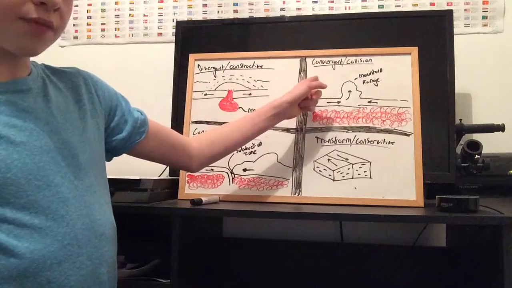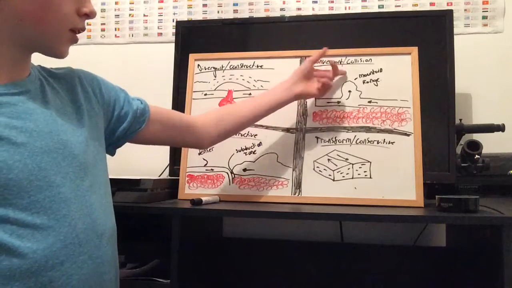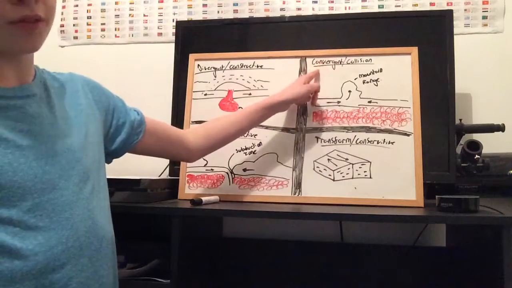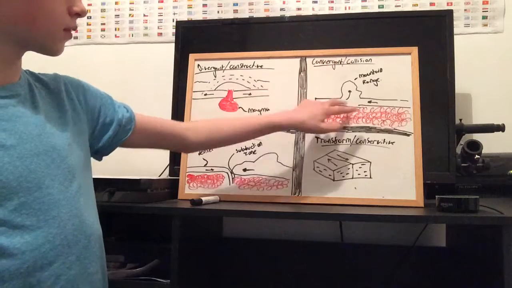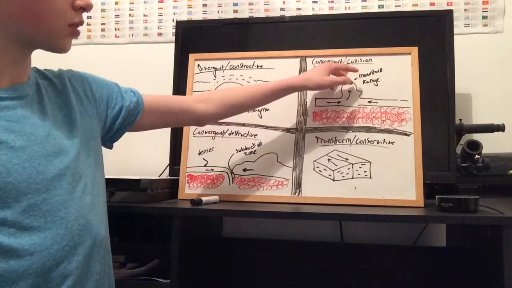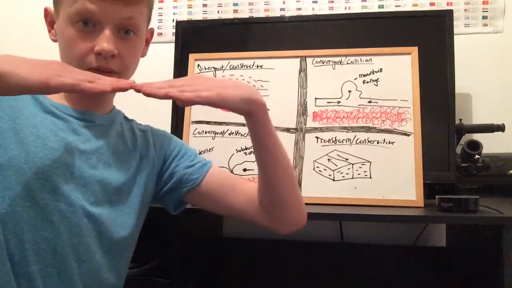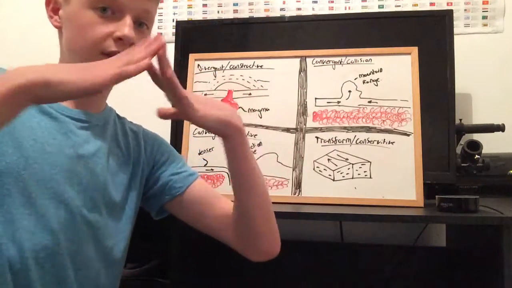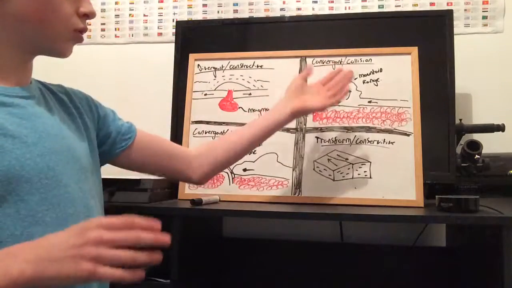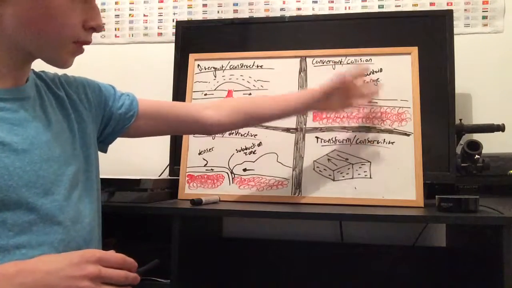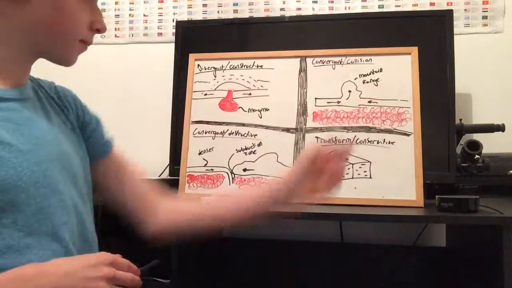Now, next one we'll have is a convergent or a collision. This is one of the convergent plate boundaries, and it's called a collision. Collision is when two continental crusts go head to head with each other, and the only thing that they can do is rise. So this creates a mountain range. Nothing really exciting about that.